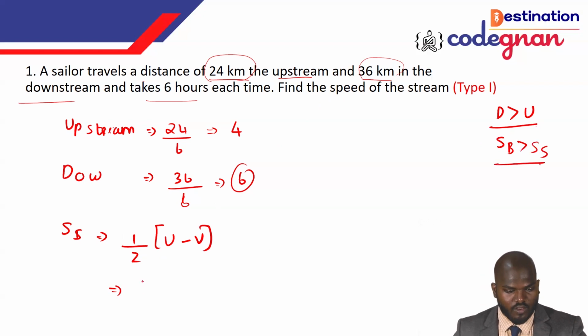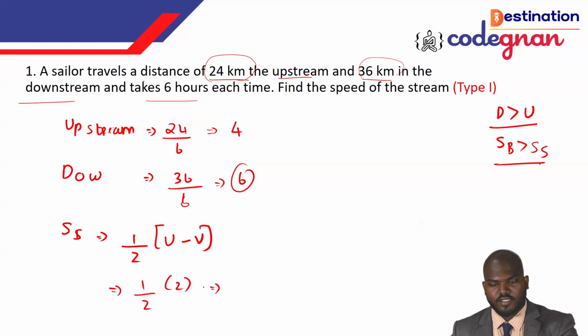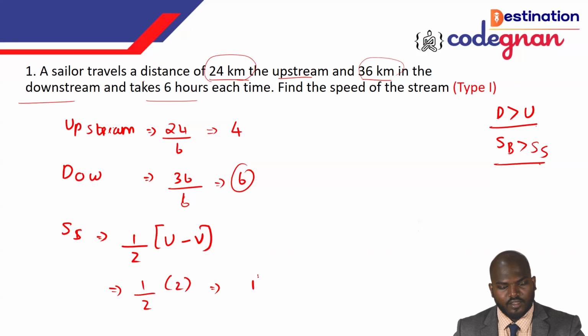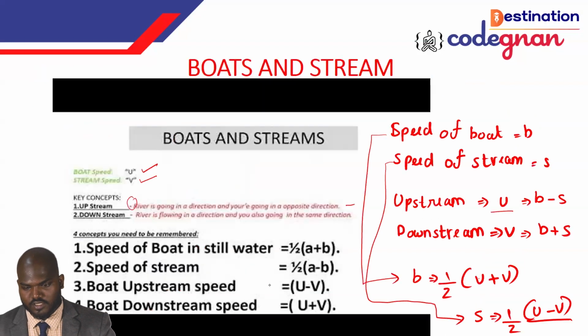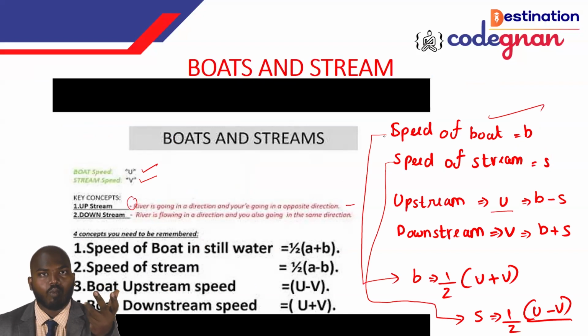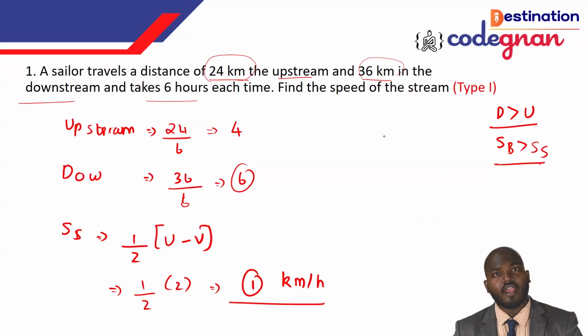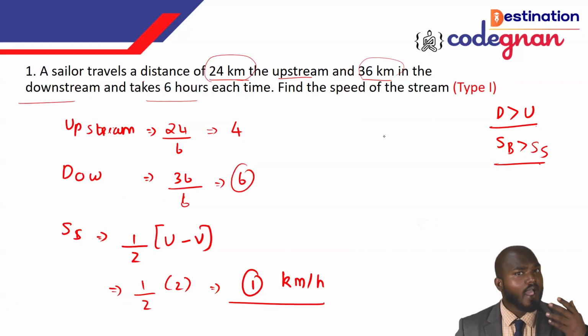So going to this one, 1 by 2 of u minus v, it will give you 2 if you solve it. The final answer with respect to the speed of the stream is 1 kilometer per hour. It's a very simple method. If you remember this terminology, this topic is like a halwa. You don't need that many steps. It's a very direct question, and whatever the difficulty they ask, you can solve it very easily.